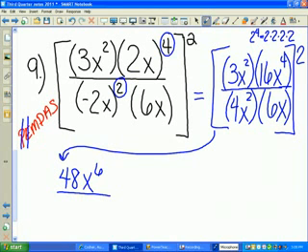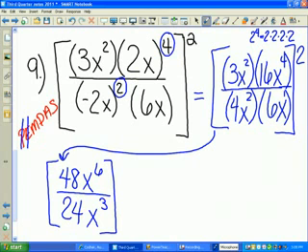Now let's look at the denominator. 4 times 6 gives me 24. And now x is raised to the 3rd power. Remember, there is a 1 understood to be there. So now we've simplified in there through the multiplication.